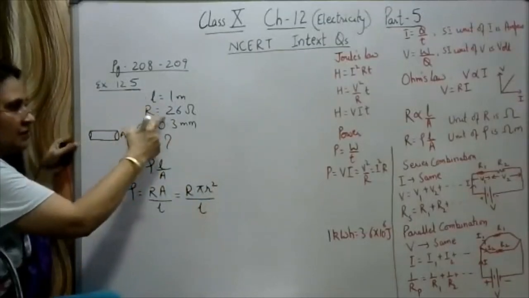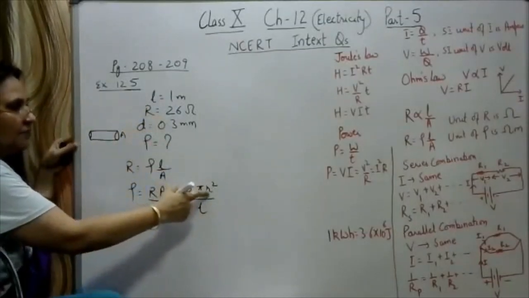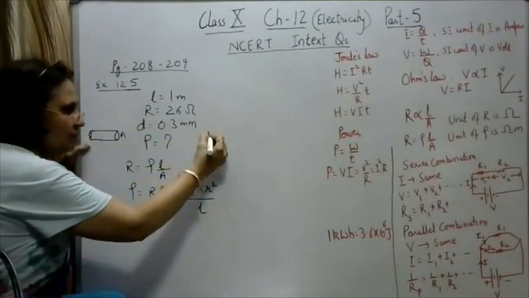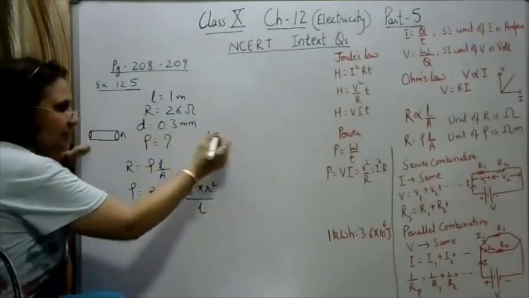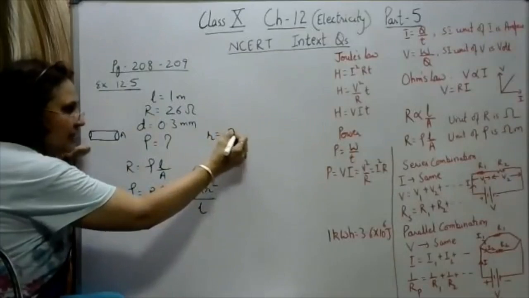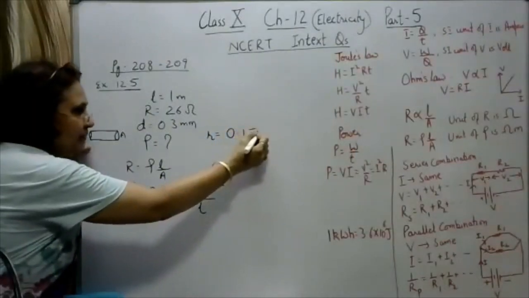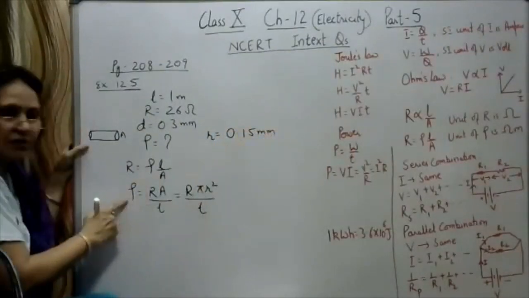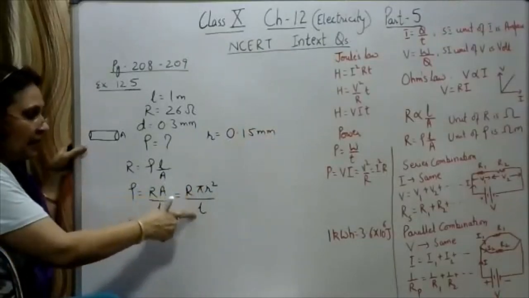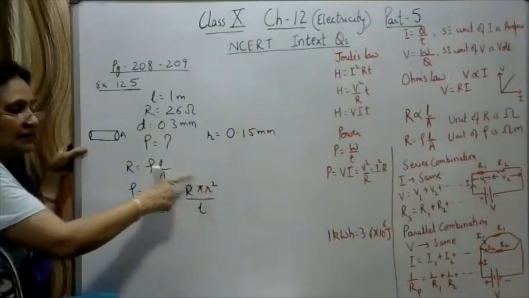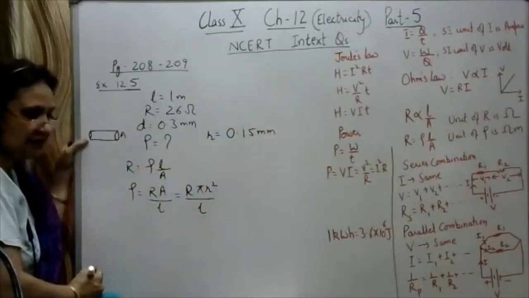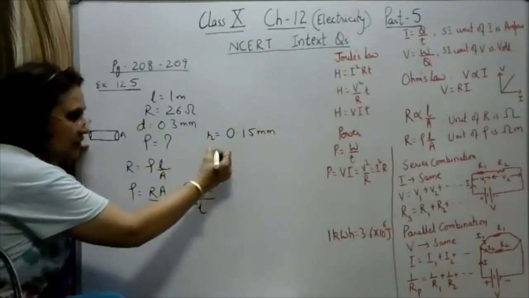Length is given, resistance is given, but radius you can determine as the diameter is given. So what will be the radius? Radius will be equal to half of the diameter, that is 0.3 upon 2, that is 0.15 millimeter. Now in order to get the resistivity in SI unit, which is ohm into meter, length should be in meter and the radius should be in meters. But here the radius is given in millimeters. So let us convert it in meter.